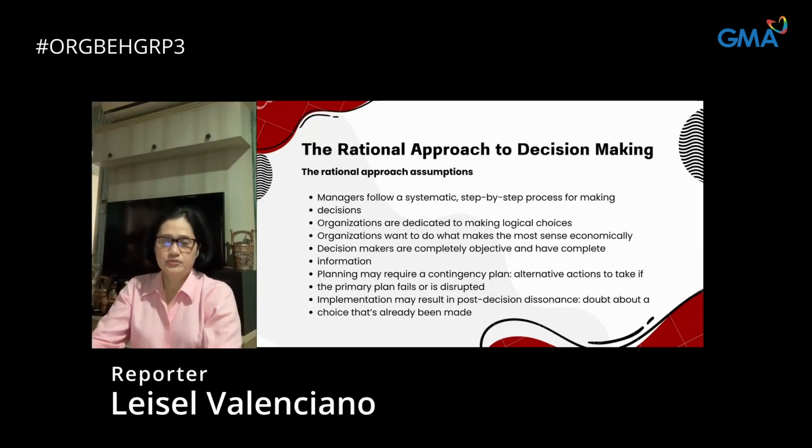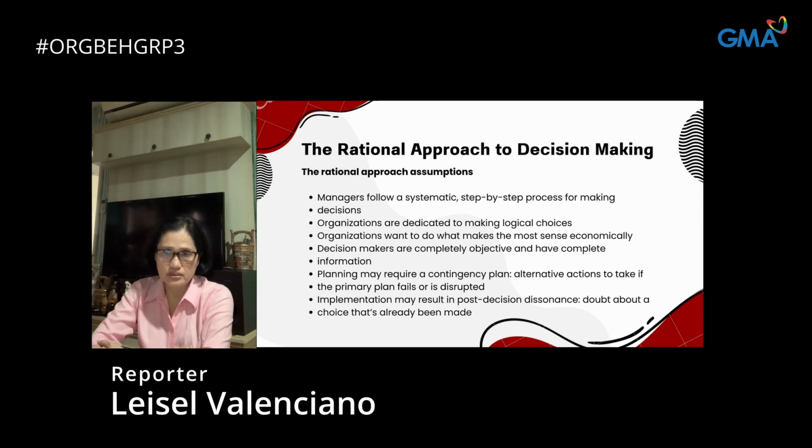The rational approach to decision making. The rational approach assumptions are the following. Managers follow a systematic, step-by-step process for making decisions. Organizations are dedicated to making logical choices. Organizations want to do what makes the most sense economically. Decision makers are completely objective and have complete information.